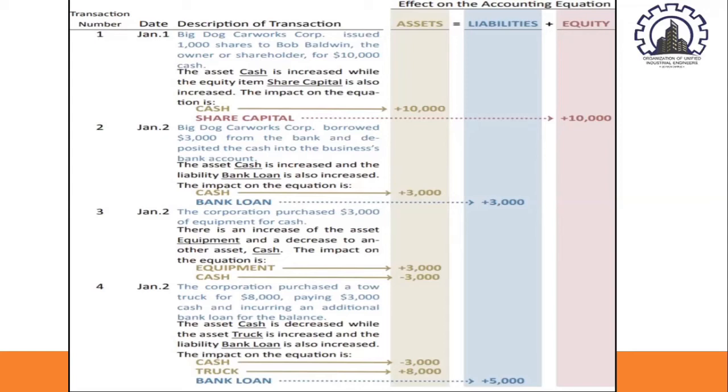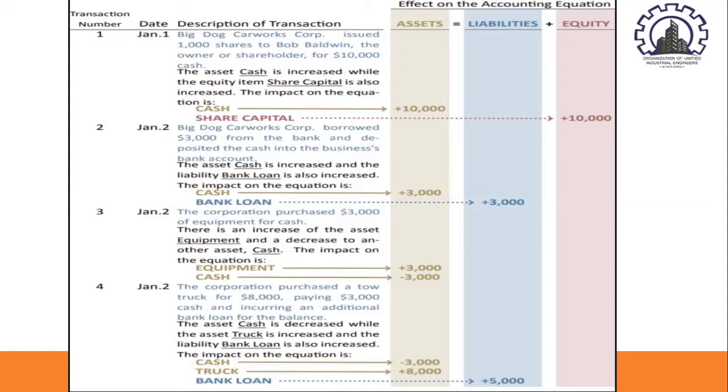On the 2nd of January, which is our second transaction, Big Dog Car Works Corporation borrowed $3,000 from the bank and deposited the cash into the business bank account.